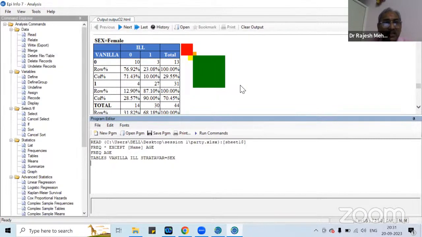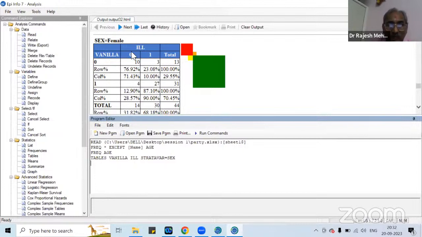If they have not taken it, 23% of females were ill. See here, the horizontal and vertical percentages are there. There is no hurry. Just look at the table, horizontal and vertical. The row percentage means, I hope everybody is over here, 13 females had not taken vanilla. Out of that, 3 felt ill, that means 23%. And out of 31 females who took vanilla, 27, that means 87%, felt ill. So there is a difference. Now, what is that difference? Whether it's significant or not is automatically given in the tables.